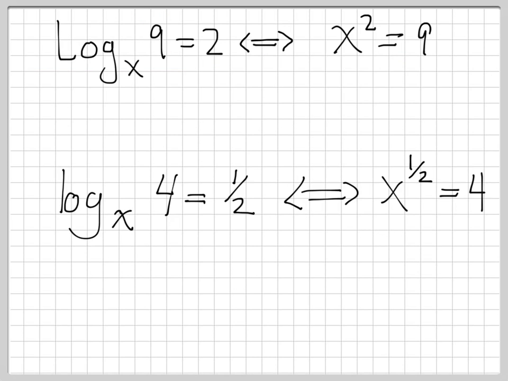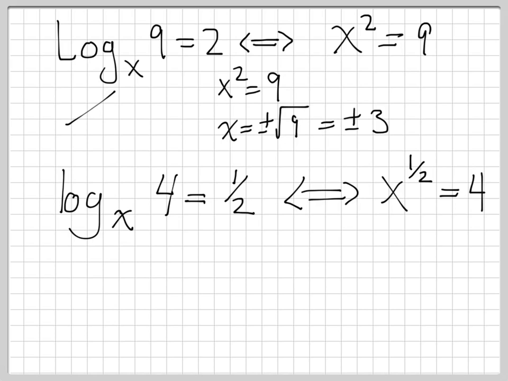So here again, I have the replacement formulas already written up. We want to solve log base x of 9 is 2. That's equivalent to saying that x squared equals 9. And so when we solve x squared equals 9, we get x equals plus or minus the square root of 9, which is plus or minus 3.